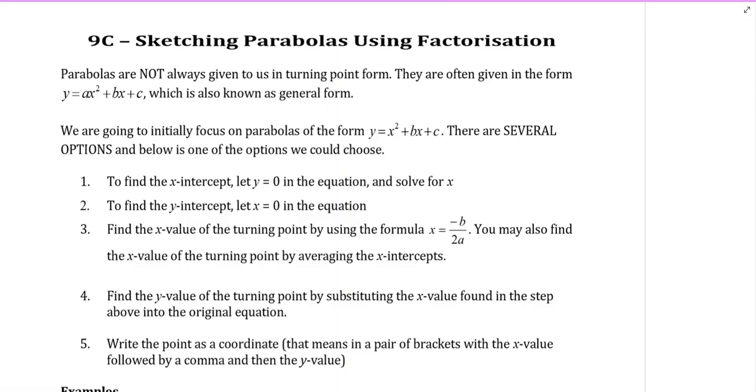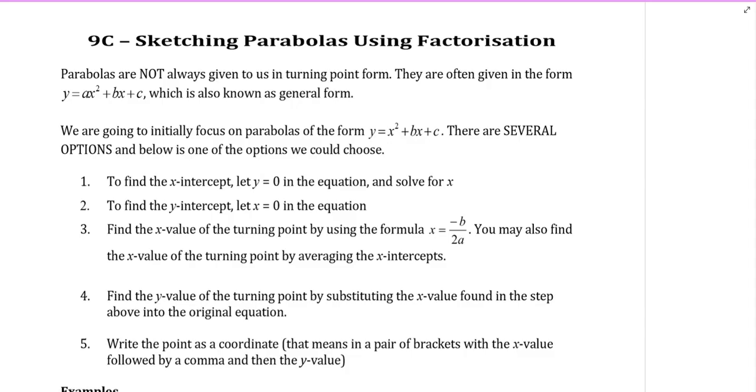So parabolas aren't always in turning point form. Often they are in the trinomial form, y equals ax squared plus bx plus c. So if we get an equation of a parabola like that, there are some steps to follow that will help us sketch the parabola.